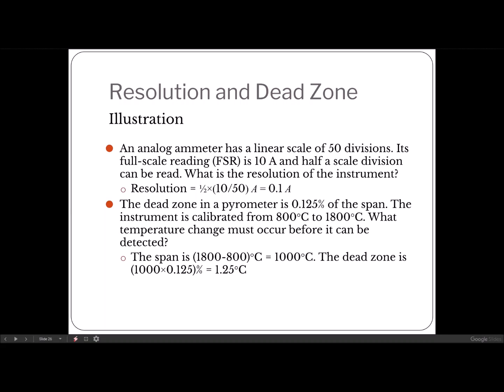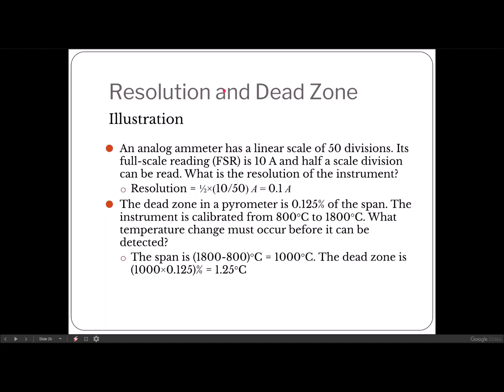So the same applies to this case also. The smallest scale is 0.2 m, 10 m divided by 50, but you still can read half scale between these two scales, so the resolution will be half of 0.2 m, which is 0.1 m.